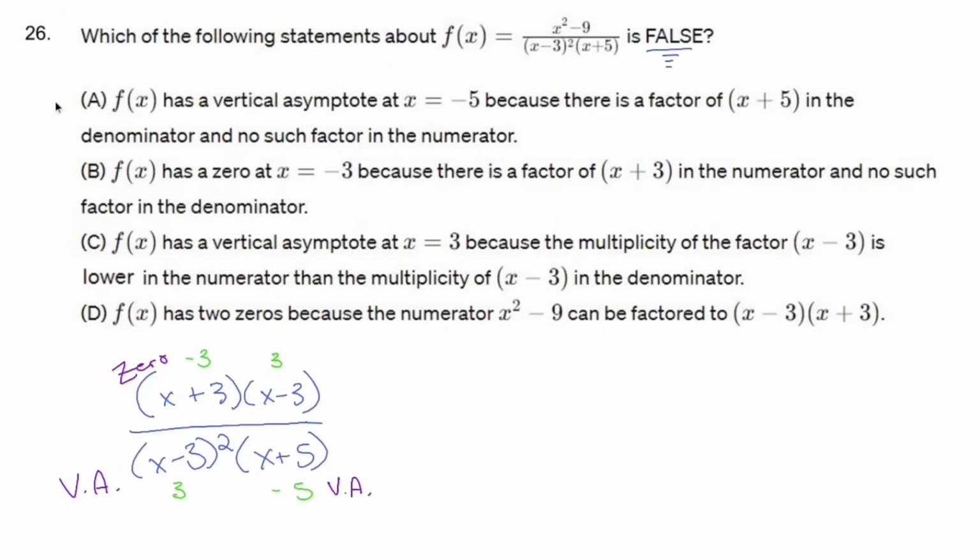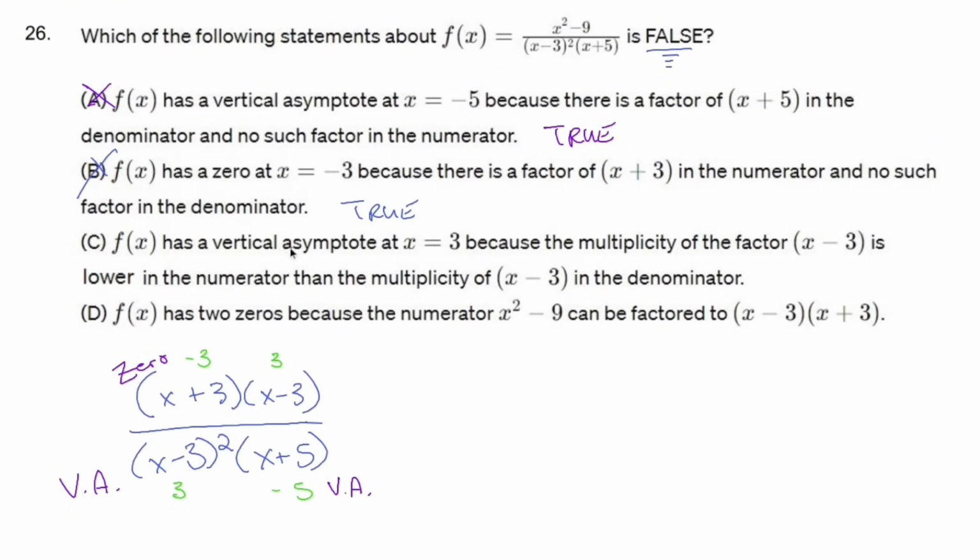Okay, so let's take a look at our options. F of x has a vertical asymptote at negative 5 because there's a factor of x plus 5 in the denominator and no such factor in the numerator. That is true, so that's not what we want. We are not going to select that. F of x has a 0 at x equals negative 3 because there is a factor of x plus 3 in the numerator and no such factor in the denominator. That is also true, so that's not the one that we want.